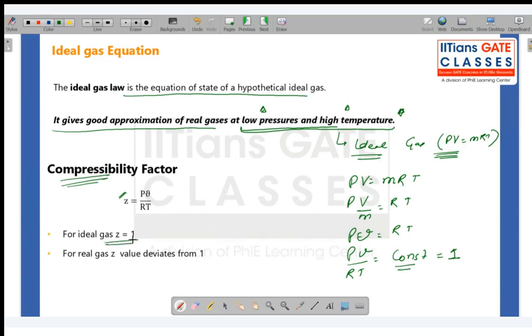So Z for ideal gas is equal to 1. For real gas, it is not equal to 1. It deviates from 1.